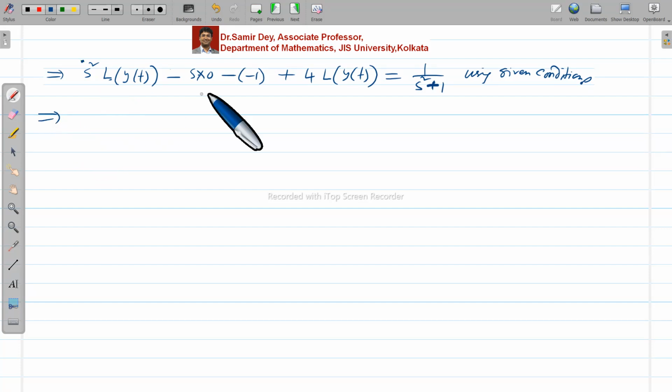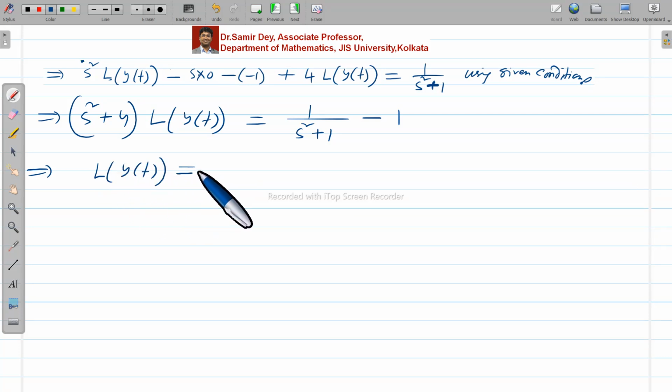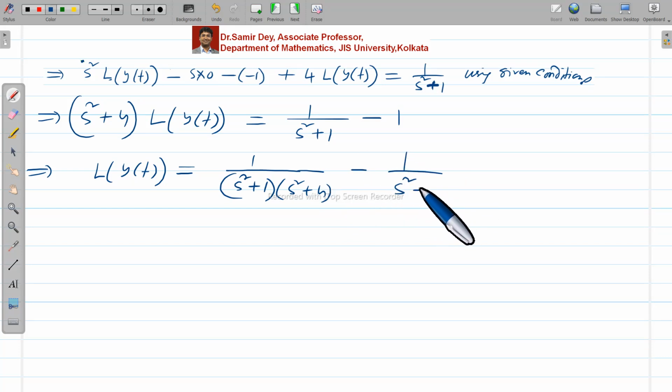So ultimately it is coming, when s square plus 4 you are taking common L of y(t). So s square plus 4, L of y(t) is common, and please remember this common should be on the left side. s square plus 4 on the left side you should write. Okay, and then here it is coming plus 1, then it should be 1 by s square plus 1 minus 1. Is it clear? So this part is cancelled. When you transform the right side it is coming minus 1. So from here you may write L of y(t) is equal to 1 by (s square plus 1)(s square plus 4) minus 1 by s square plus 4. Clear? Next, is it clear to all of you?